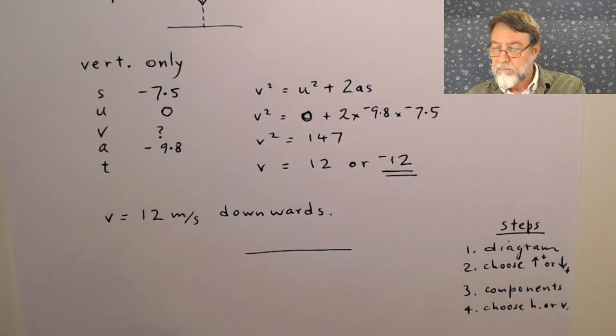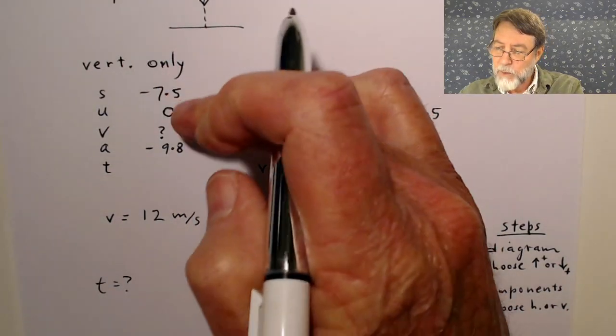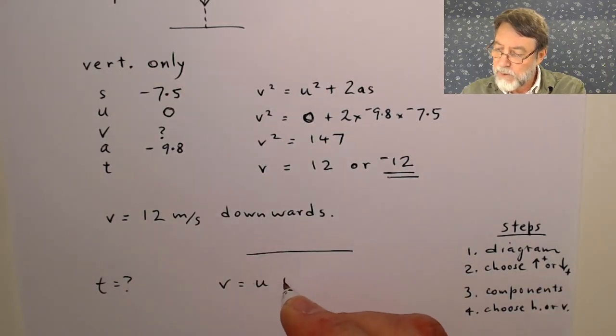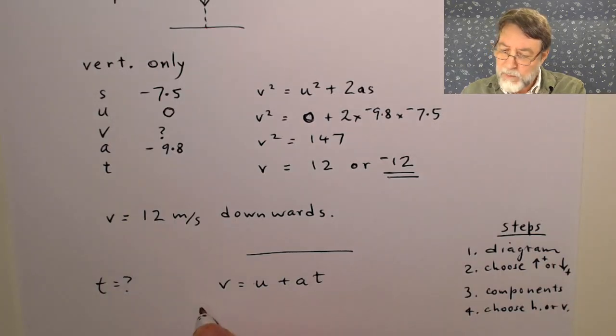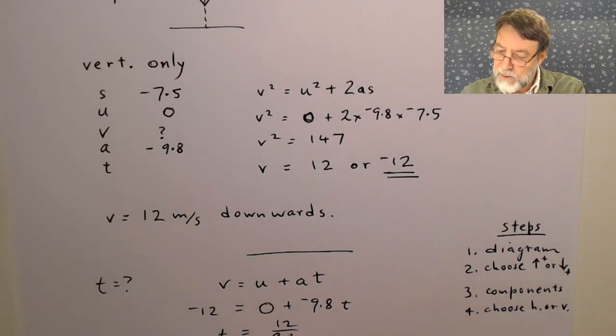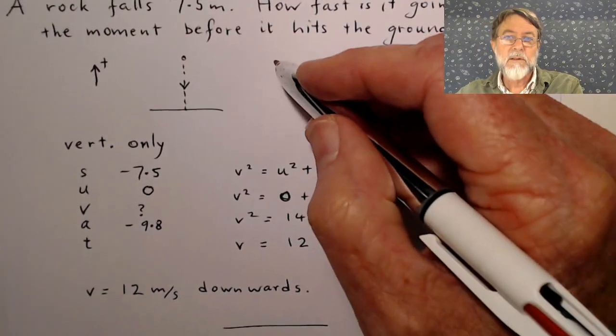Before we go, let's figure out t as well. There's no harm in finding out what all 5 variables are. t equals what? Now we know all 4 except t, so we could pick a couple of different formulas, but this one will do the job. We know it's 12 going down, 0, negative 9.8 t. t turns out to be 12 over 9.8, which is 1.2 seconds. So falling 7.5 metres, it takes 1.2 seconds to hit the ground.